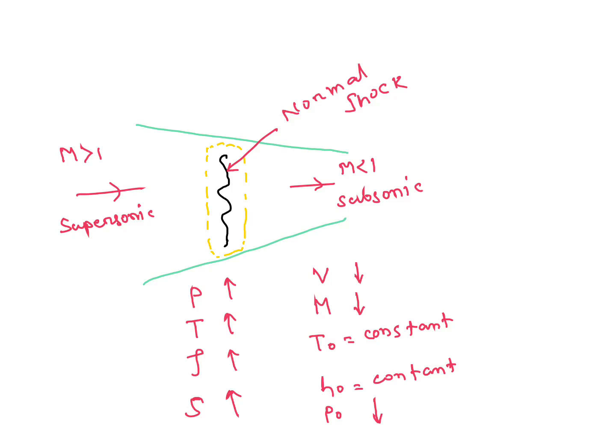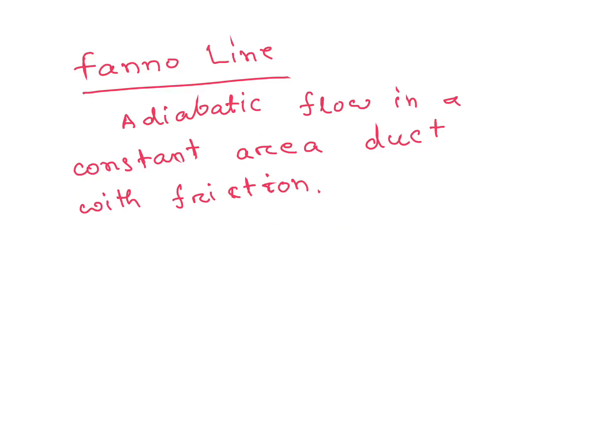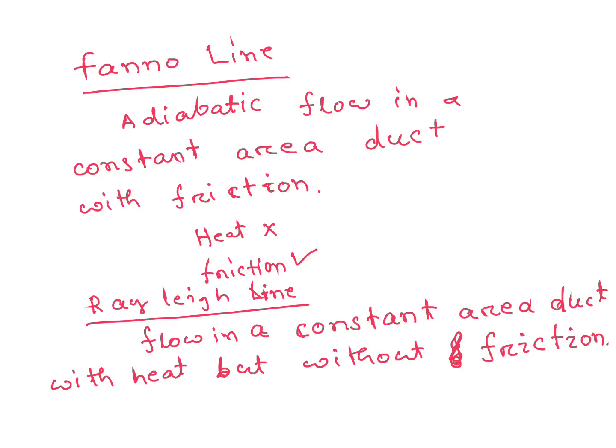Fanno line and Rayleigh line, both are important. In Fanno line, it's adiabatic flow in a constant area duct with friction. It's adiabatic, so no heat, with friction. And in case of Rayleigh line, it's flow in a constant area duct with heat but without friction. See, Fanno line, F is there, so friction is there, no heat. And in case of Rayleigh line, opposite, no friction with heat.